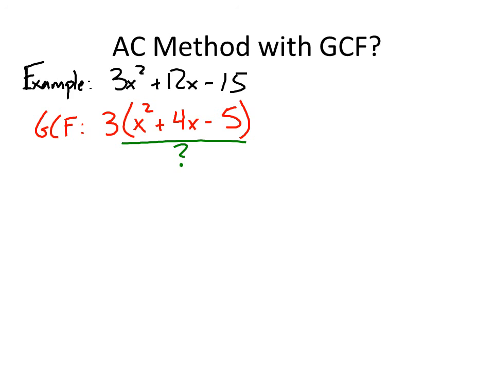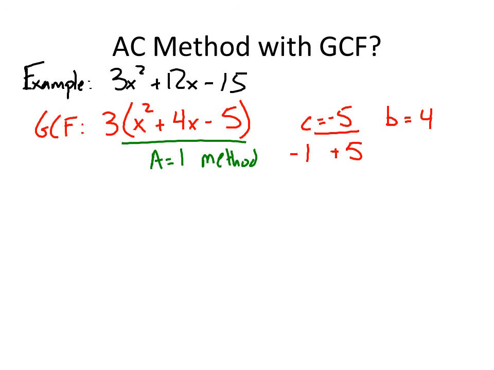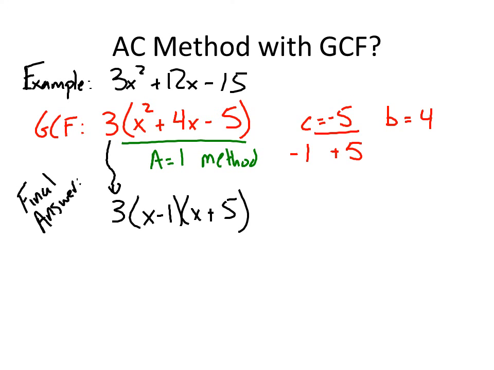Well, now take a look. A is no longer 3. A is equal to 1. So now I don't have to use the AC method. I can use the a equals 1 method to do this problem, which is a lot simpler. All we need to find is something that multiplies to C and adds up to B. The only thing that multiplies to negative 5 is 5 and 1, and because it's got to equal positive 4, we'll have a positive 5 and a negative 1. So again, we'll write our answer just like we would in the a equals 1 method: x minus 1, x plus 5. We just have the 3 on the outside from what we factored out earlier.